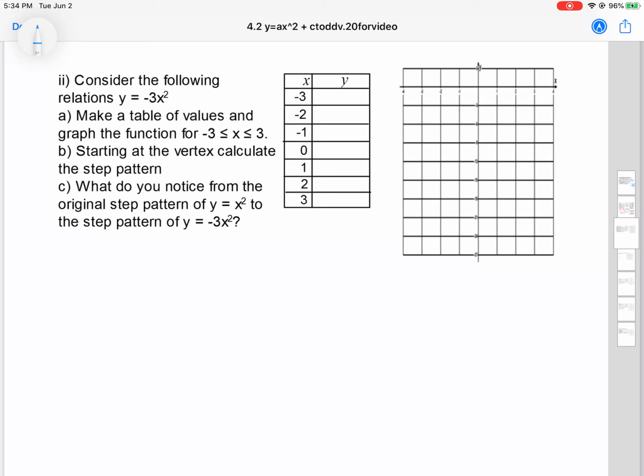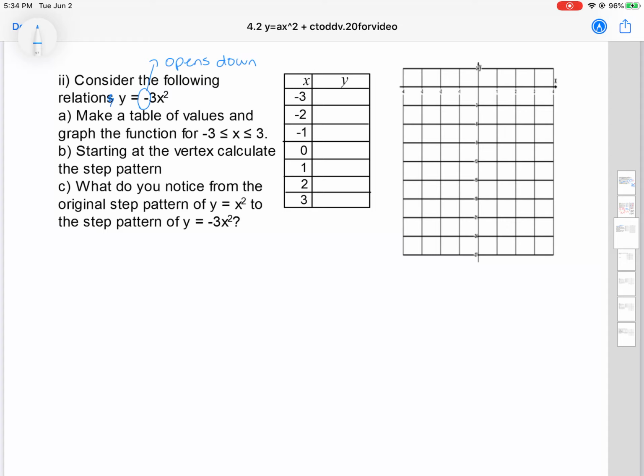Okay, so consider the following relation. Y equals negative 3x squared. So we saw this in 4.1. This means it opens down. Okay, so we already know that, but now we're going to deal with the A value.